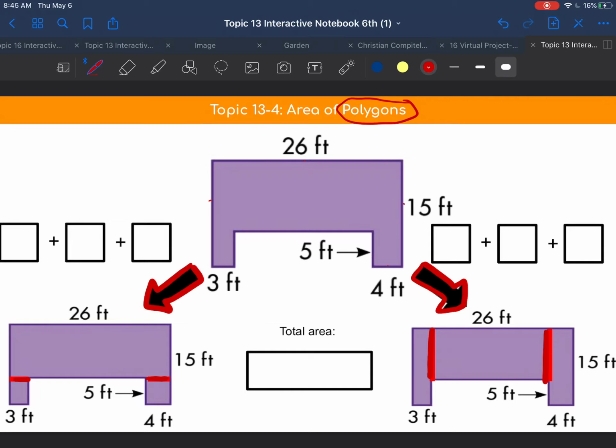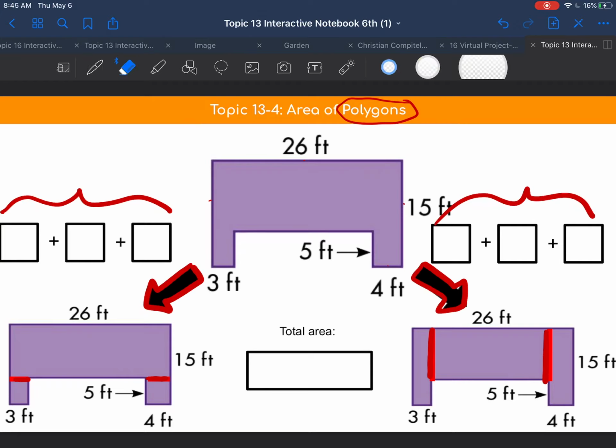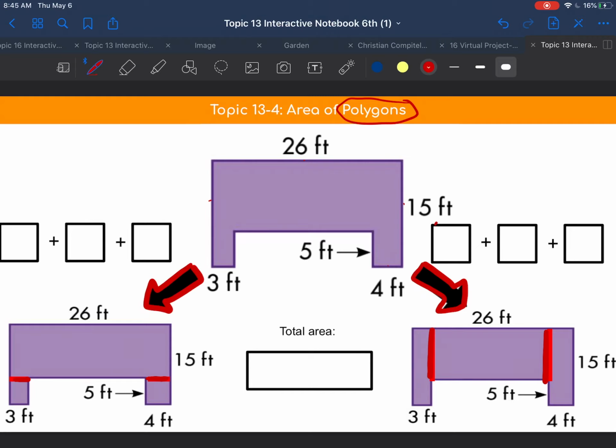Now, depending on which way we split it up, we are going to be adding different areas. However, your final area of the shape will always be the same. So we're going to do it both ways, and we're going to see what we get. So let's look at this first way. I like to label my shapes, let's say, A, B, and C. So this is going to be the area of A, B, and C.